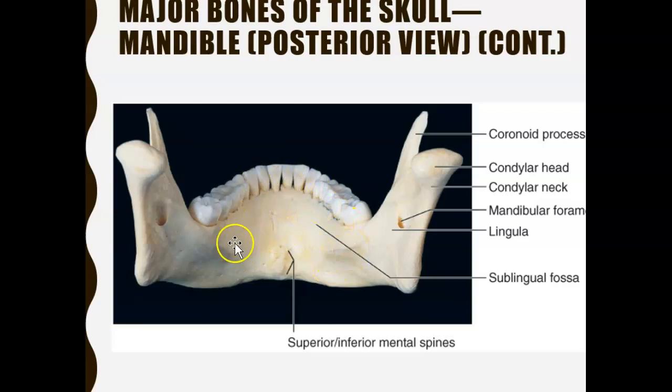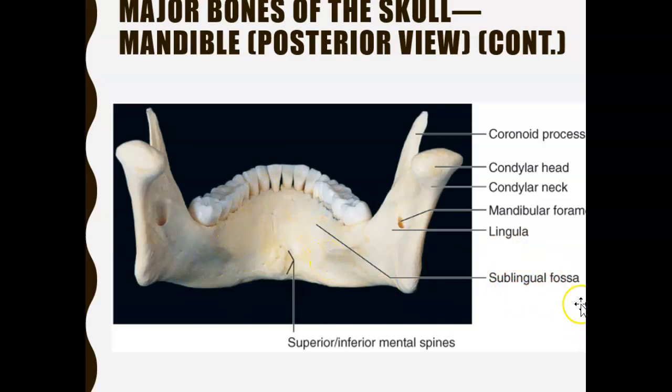The tongue side is also known as the lingual side of the mouth. So the inside is the tongue side. When we look at the lingual side, this area over here, because it's close to the tongue, is known as lingula. And then we're looking at the sublingual fossa. I don't want you to worry about this too much because you're going to learn new terms in other courses. But when you hear the word lingual, think of tongue.